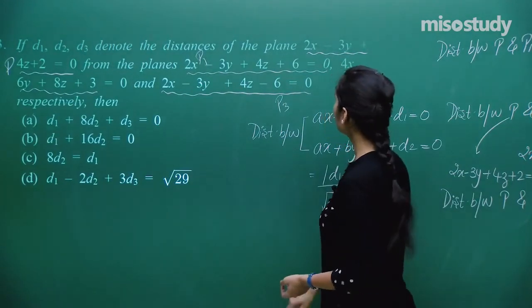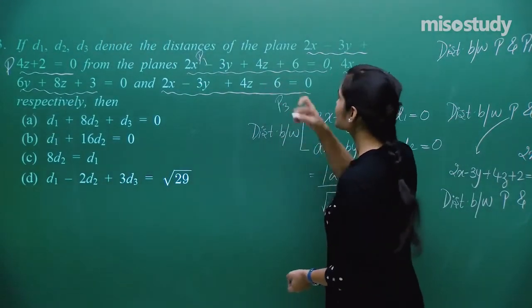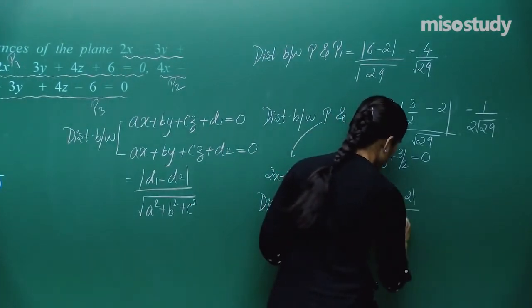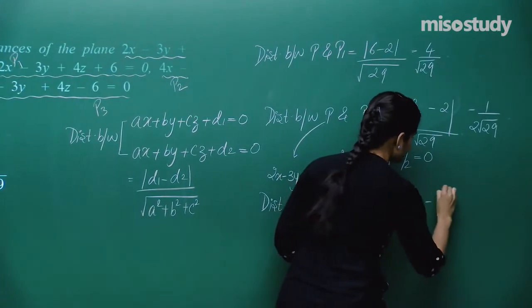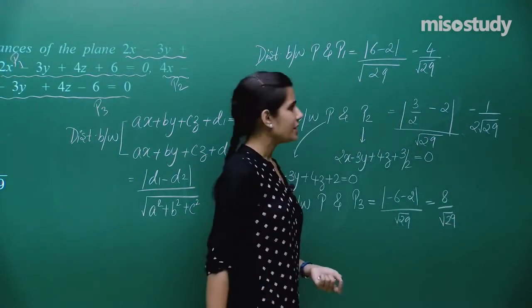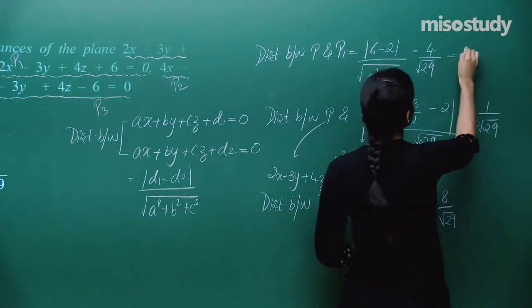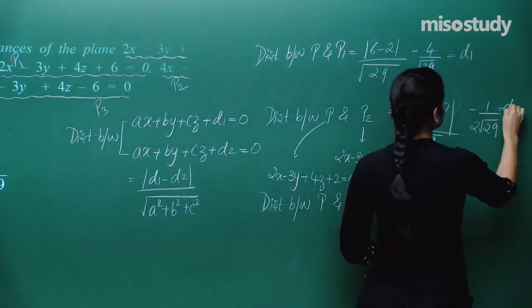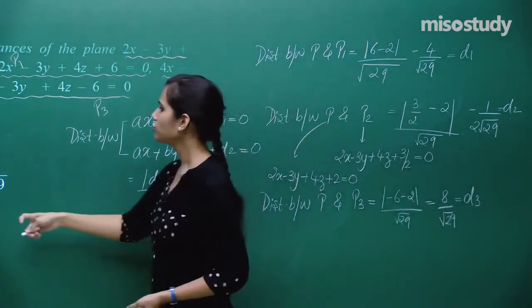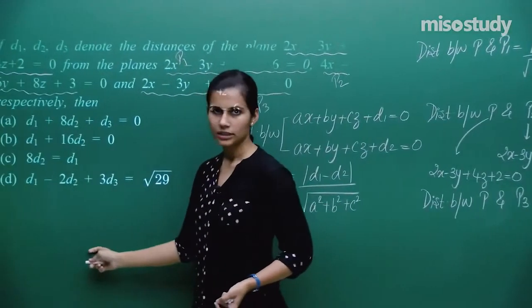Clear? This is my plane 3. So the distance is (-6 - 2) upon root 29, which is 8 by root 29. The question is saying, take this as D1, take this as D2, take this as D3, and then tell me what is the relationship between D1, D2, D3.